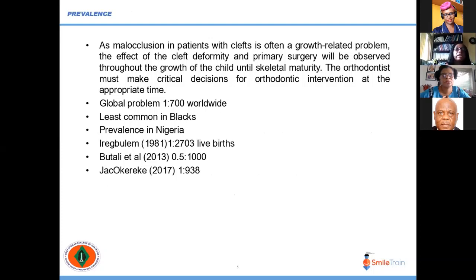Now, cleft lip and palate is known to be a global problem, occurring in 1 in 700 live births worldwide, but it's least common in blacks. Now, the prevalence has been reported to occur from 1 in 978 to 1 in 2,703 amongst the Nigerian population. Butali et al.